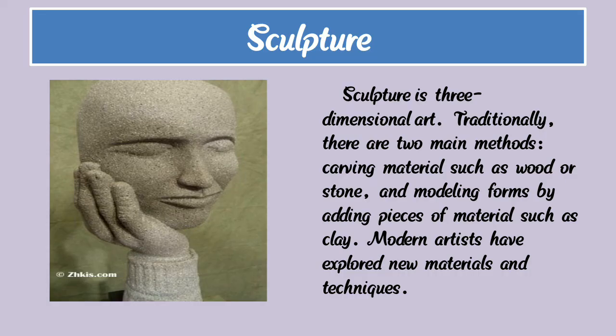Then we learn about a sculpture. So what is a sculpture? It is the art of shaping stone, modeling clay or carving wood, and it is a three dimensional art. Traditionally there are two main methods: carving materials such as wood or stone, and modeling forms by adding pieces of materials such as clay. Modern artists have explored new materials and techniques.